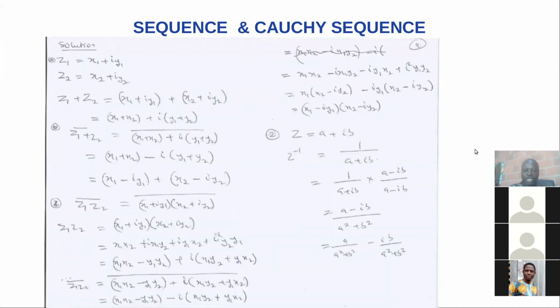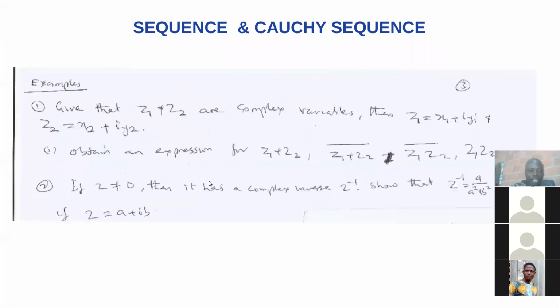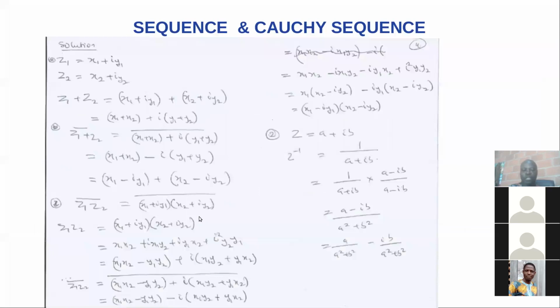So the last question there is that if z is not equal to 0, then it has a complex inverse. Show that z inverse is equal to a over a squared plus b squared minus ib over a squared plus b squared. That is, if z is equal to a plus ib. Now let's see how we solve this. So if our z is equal to this, then if you take the inverse of z, more or less you are doing 1 over z. So it will now be 1 over a plus ib.